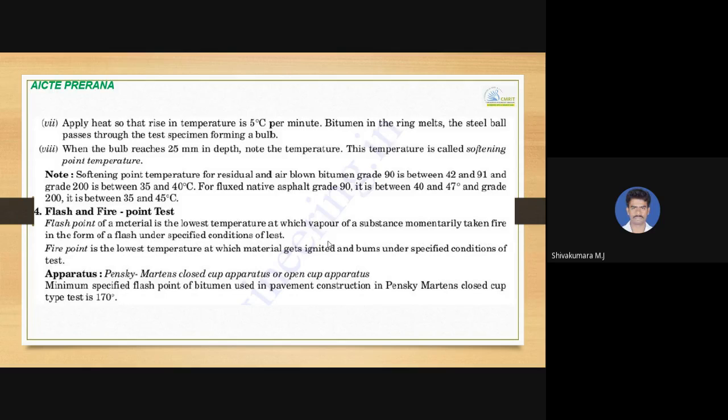So the softening point temperature for residual and air-blown bitumen of grade 90 is in between 42 to 51 degrees Celsius, and for grade 200 it is between 35 to 40 degrees Celsius. For flux native asphalt grade 90, it is in between 40 to 47 degrees Celsius, and grade 200 it is in between 35 to 45 degrees Celsius. So this is the information about the softening point test.